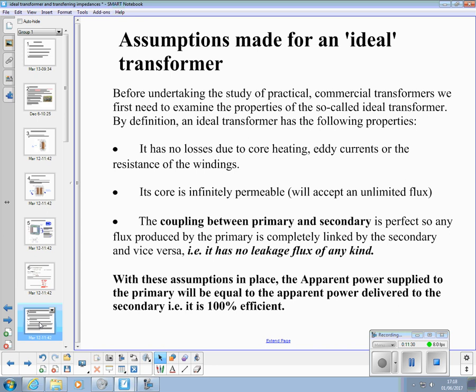Okay, so if you make all those three key assumptions, then that transformer model of V1 over V2, N1 over N2, I2 over I1 is true. With these assumptions in place, the apparent power supplied to the primary will be equal to the apparent power delivered to the secondary, i.e. it will be 100% efficient. Wouldn't that be lovely?